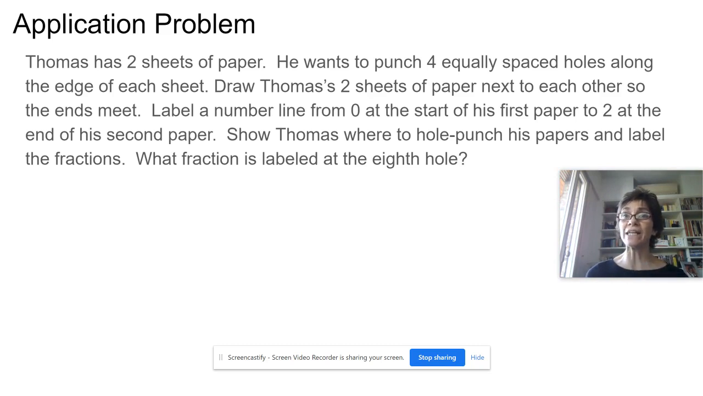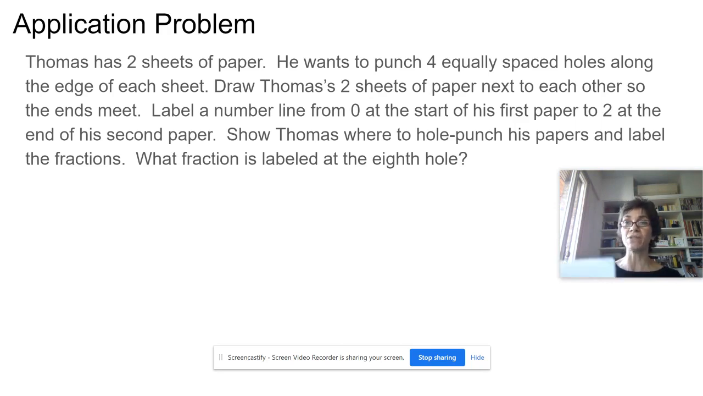He wants to punch 4 equally spaced holes along the edge of each sheet. Okay, so we're looking at the sheet of paper. Along this edge, Thomas wants to punch 4 equally spaced holes. So I'm not going to start at the edge. I'm going to start here. And then I have to always leave the same space, so the same space from the edge to the first hole, then to the second hole, then to the third hole, then to the fourth hole, and then to the other edge. Okay, so along this edge, you have to have 4 equally spaced holes.